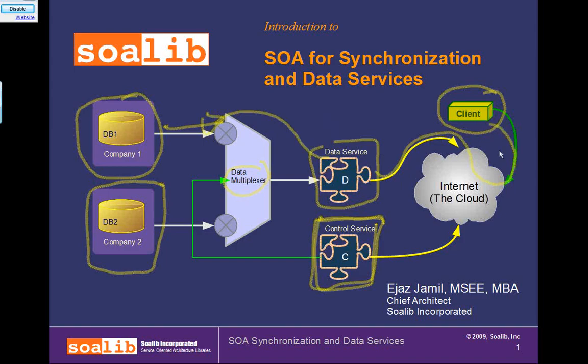When the client says, okay, give me company 2 data, the multiplexer selects company 2, and the data passes through to the client in this way. That's the basic idea of a data service.